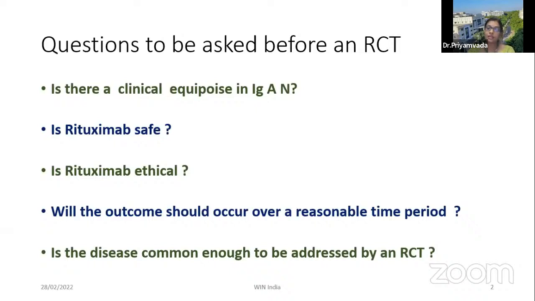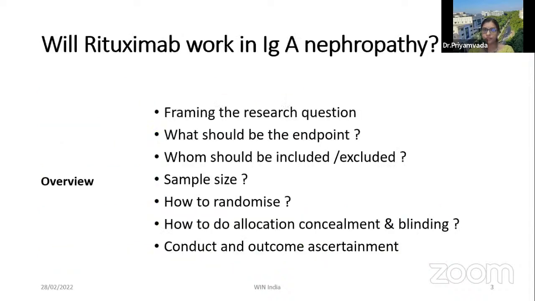So obviously, there is a clinical equipoise and you have a drug which has been found to be effective in many glomerular diseases, and possibly if this proves to be effective in IgA nephropathy, possibly it is going to add to our therapeutic armamentarium.